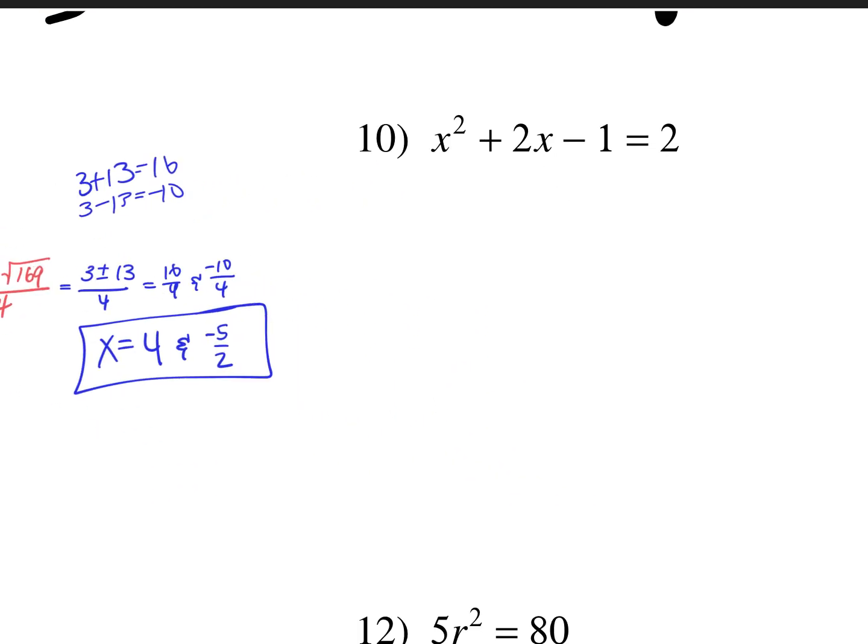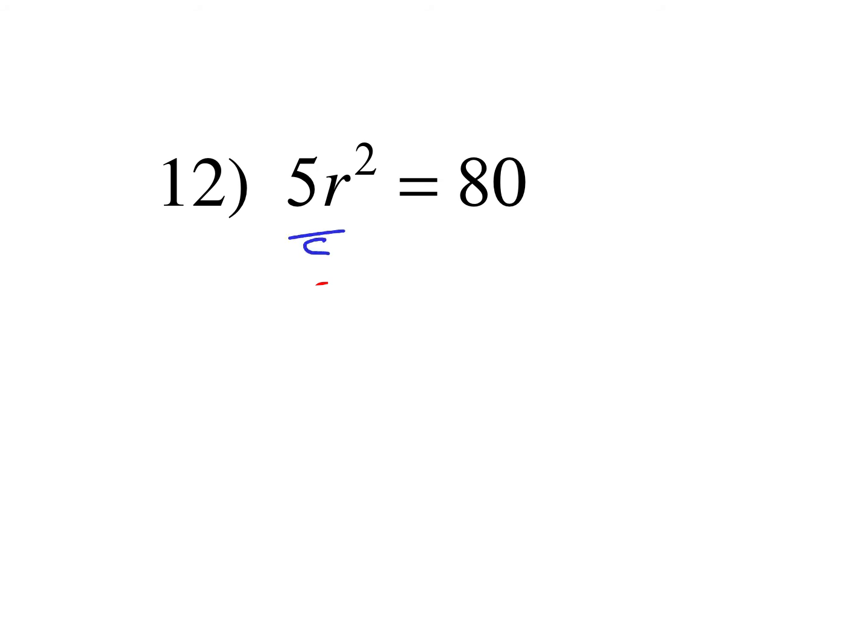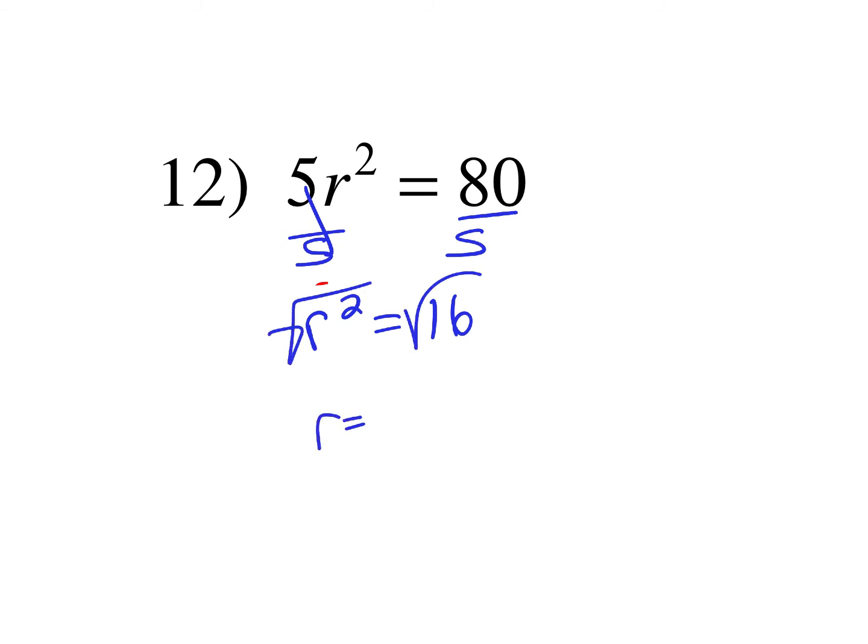All right, let's do one more. If I told you to solve this, what would you do? Divide by 5. Perfect. Divide both by 5. r squared. What's 80 divided by 5? 16, right? And now do what? Take the square root. So what's r equal? Plus or minus 4. Okay, that took us about 23 seconds.